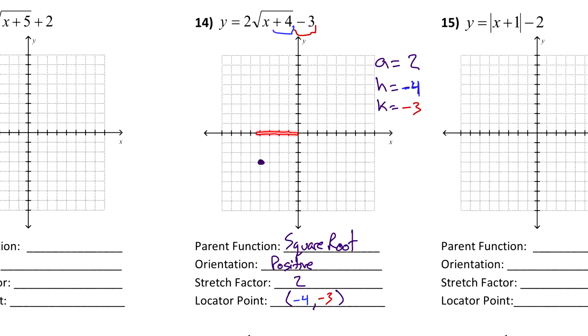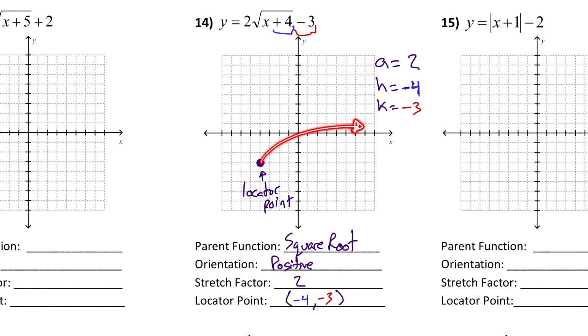1, 2, 3, 4, down 3. All right, so this is our locator point, right? We're always starting with our locator point. So this is locator point. And what I do know is the square root function looks something like this. Remember, it looks like half of a sleeping parabola. So it should look something like this.